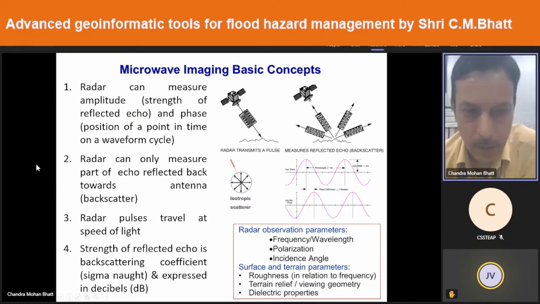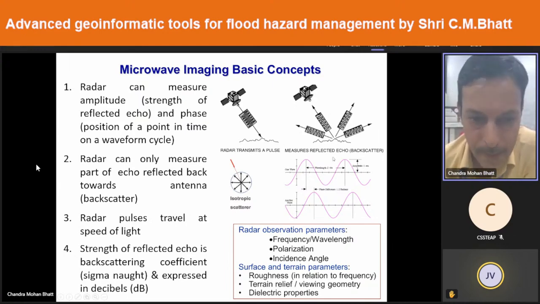So radar can only measure a part of the echo which is reflected back towards the antenna. Radar pulses travel at the speed of light, and whatever the strength of the reflected echo that goes back to the antenna, it is called the backscattering coefficient, or sigma naught, and it is expressed in decibels. Though this is a little different from optical imaging. In optical, we have different kinds of bands and we have a reflectance curve. But here the interpretation and how we look at microwave is a little different.